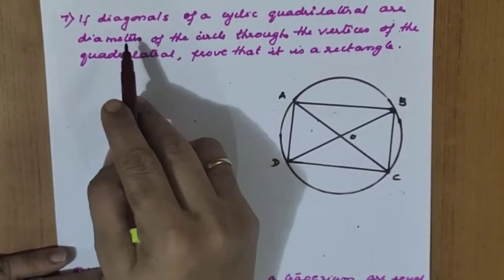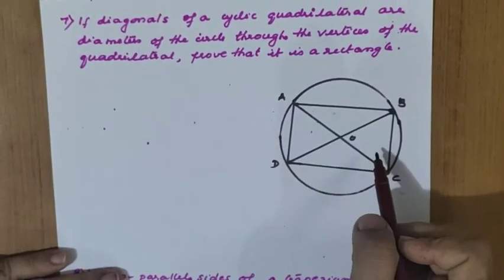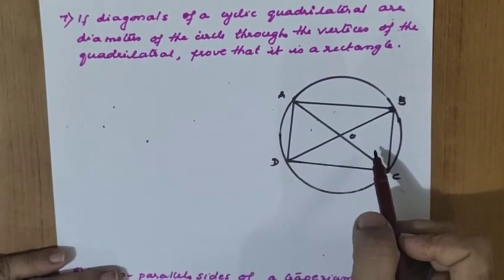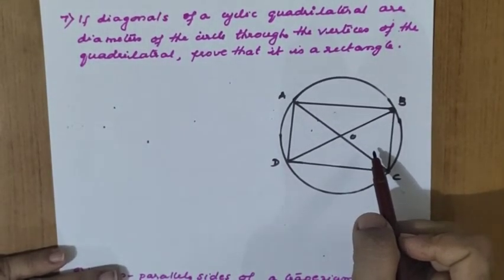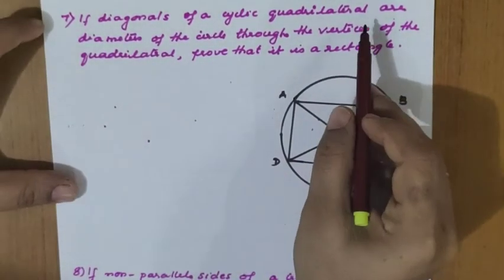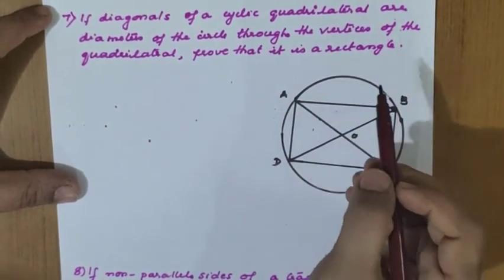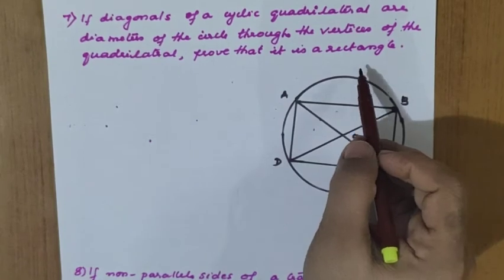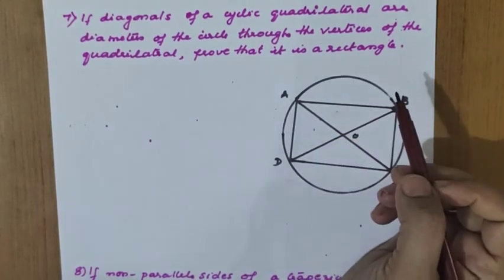Question number 7. If diagonals of a cyclic quadrilateral are diameters of the circle through the vertices of the quadrilateral, prove that it is a rectangle. So first it is a cyclic quadrilateral and the diagonals we have to draw in such a way that they are diameters of the circle. So prove that it is a rectangle.